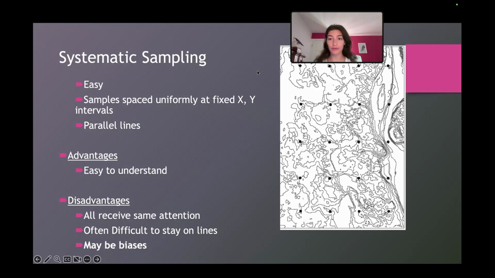So there are a few different methods. We have systematic sampling. This is pretty easy. These samples are uniformly spaced and they're fitted at XY intervals, typically using parallel lines. The advantage is this is easy to understand. The disadvantage is that every point is receiving the same attention, and it's pretty difficult to stay on lines all of the time. In addition, there may be bias. So whatever is the first point that you choose as the location that we're then going to do our systematic sampling by on our XY grid, there could be a bias there, right?